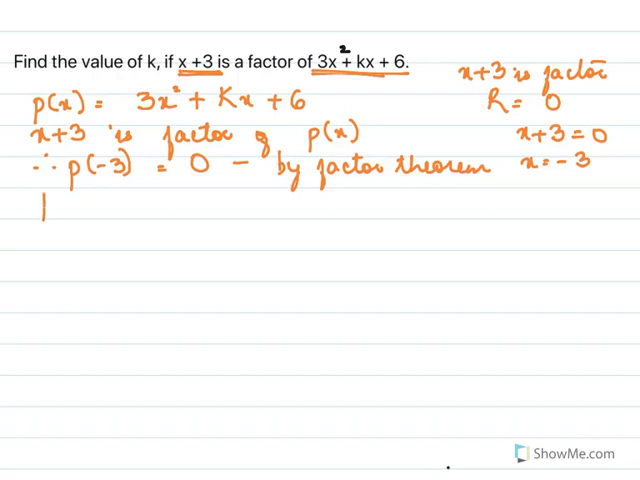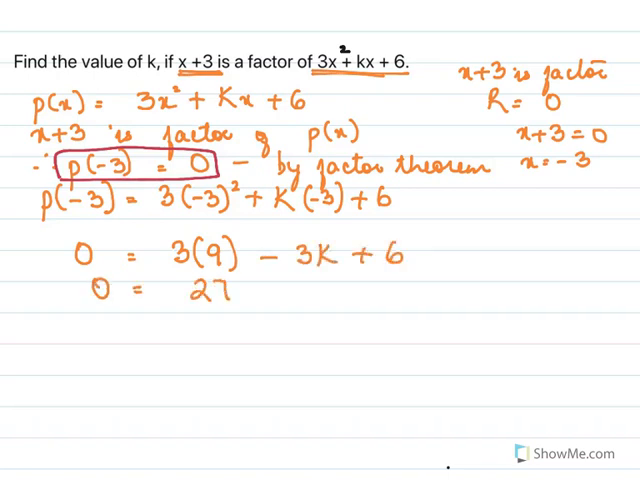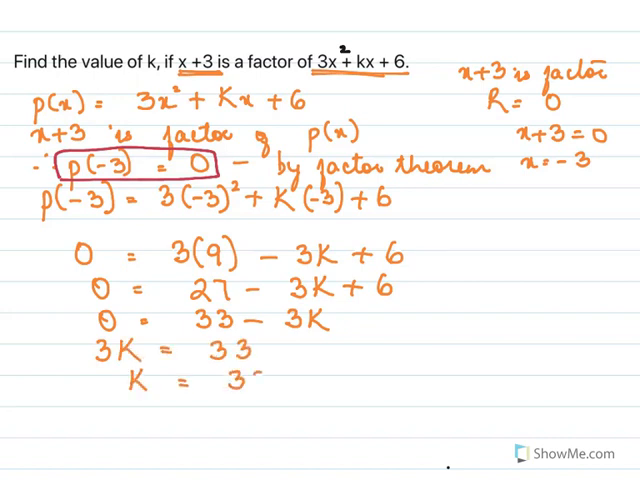Let's find out p of minus 3. Now how do we find p of minus 3? Wherever there is x, I put minus 3. So this will become 3 into minus 3 squared, plus k into minus 3, plus 6. Now we know it is equal to 0 by factor theorem. This is the remainder we are finding, and the remainder is 0 because it is a factor. So this is 3 into 9 minus 3k plus 6. So 0 equals 27 minus 3k plus 6. So 0 equals 33 minus 3k. So 3k equals 33. So k equals 33 over 3. So k equals 11.